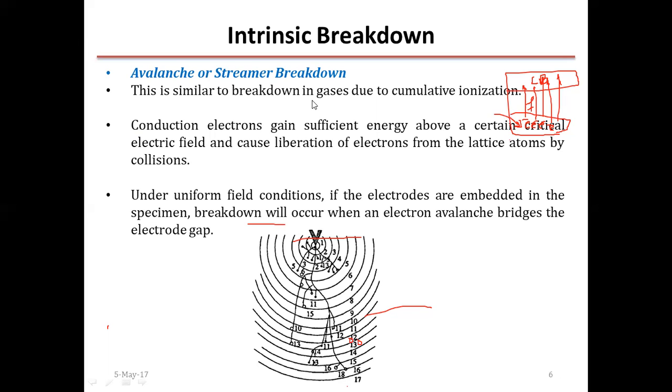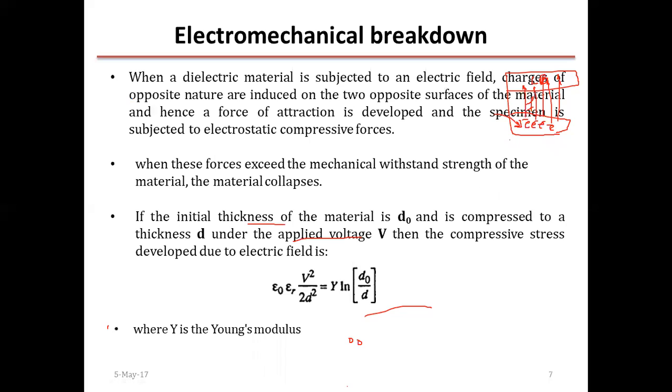These two are types of intrinsic breakdown, and the reason for both of these breakdowns is the manufacturing part. Now we have the electromechanical breakdown. As I have already discussed briefly, what actually happens when the electric field is applied.